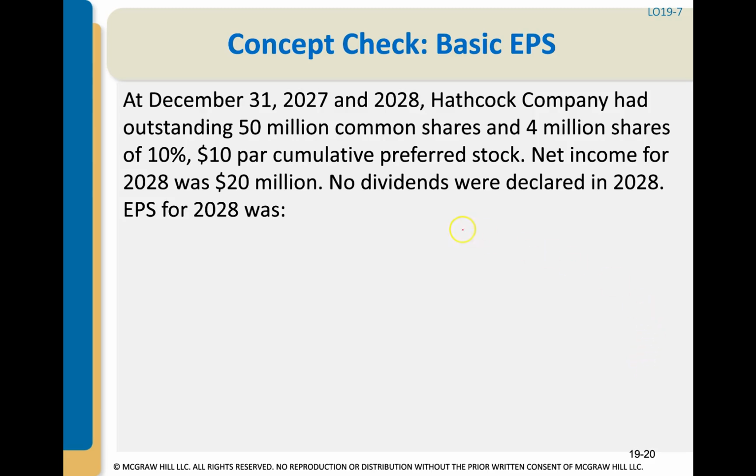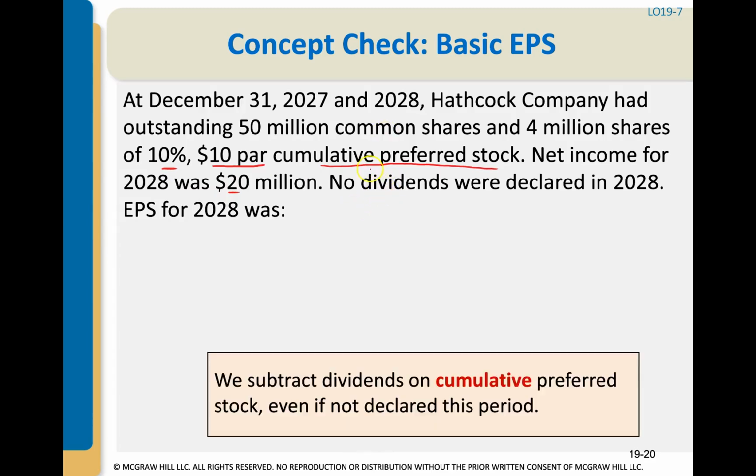Let's do a concept check. On December 31, 2027 and 2028, Hathcock Company had outstanding 50 million common shares and 4 million shares of 10%, $10 par cumulative preferred stock. Net income for 2028 was $20 million. No dividends were declared in 2028. What is the earnings per share for 2028?